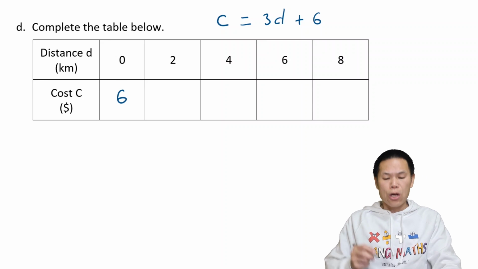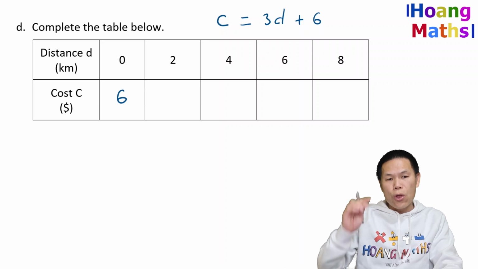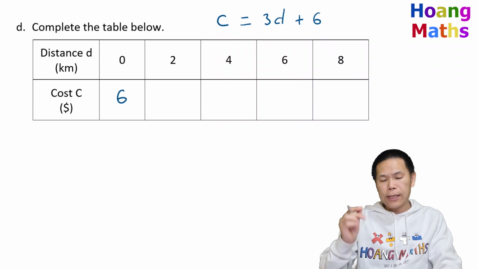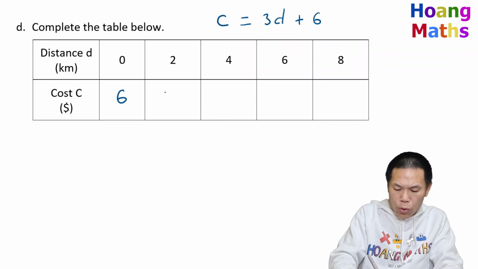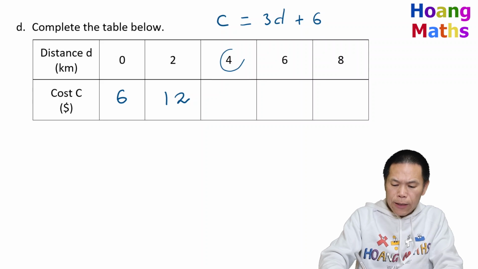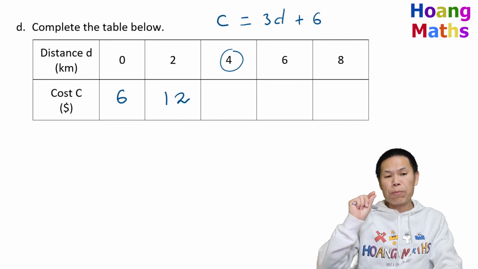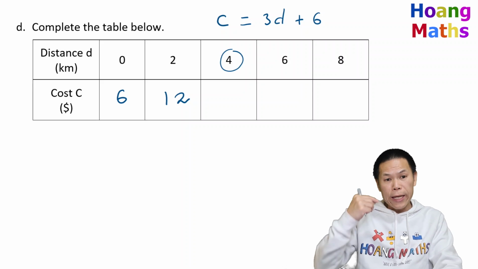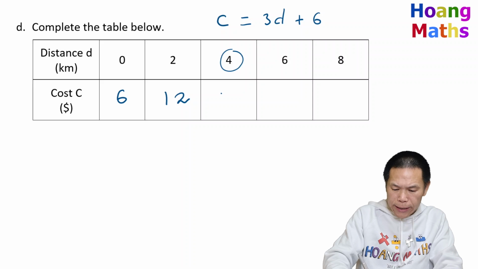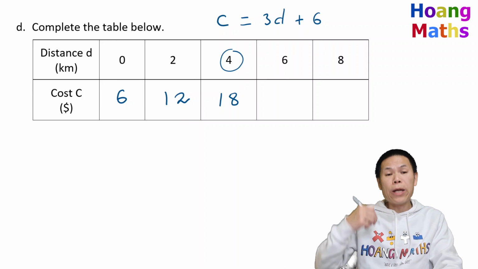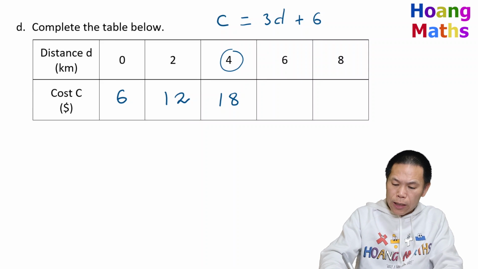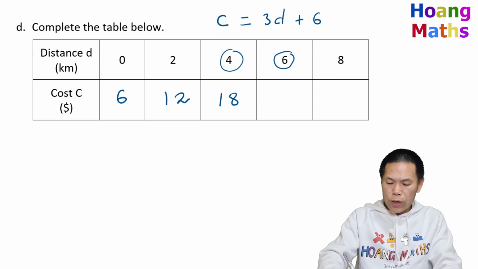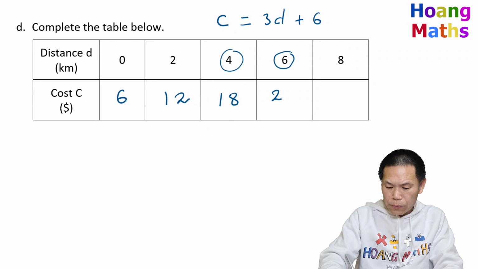So now d is equal to 2. So 3 times 2 plus 6. Okay, 3 times 2 is 6, add 6, give me 12. So that is $12. And when d is equal to 4, we replace d with 4. So 3 times 4 will give me 12. We add 6, so give me 18. And when d is equal to 6, we go 3 times 6 will give me 18. We add 6 will give me 24.